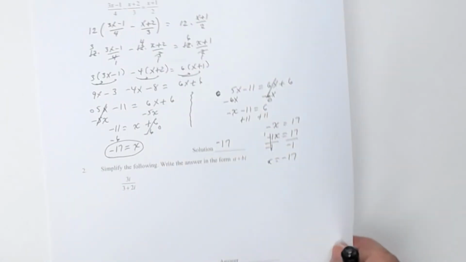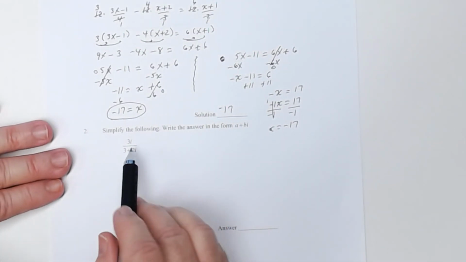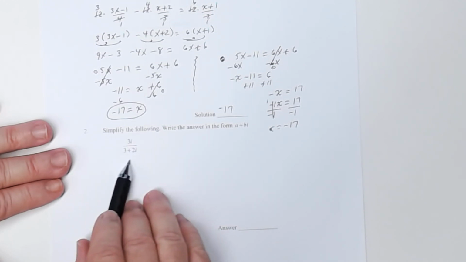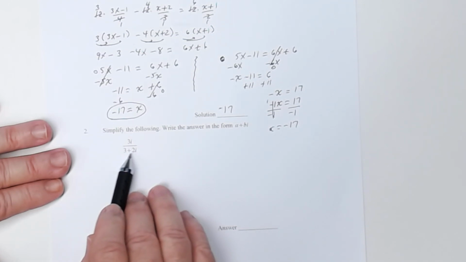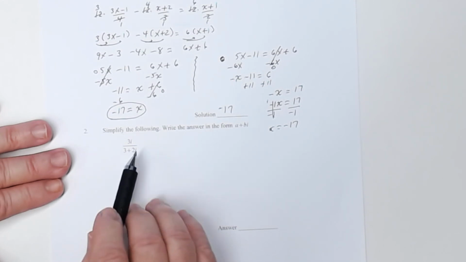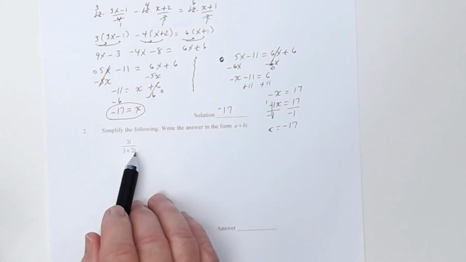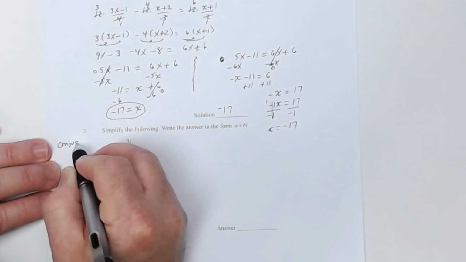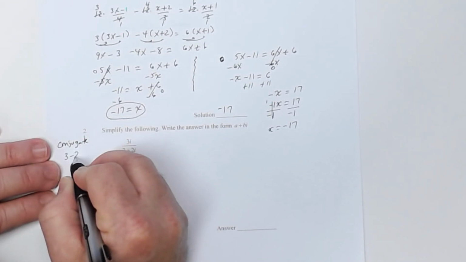Okay, number 2. So we talked about complex numbers. And so notice that when you simplify a complex number or a fraction in which the denominator contains an i and it's a binomial, you want to get rid of that i. You want to get rid of that imaginary number. And since this is a binomial, the way to get rid of that imaginary number is to use the conjugate. All right, so we talked about the conjugate. So the conjugate of 3 plus 2i is 3 minus 2i.